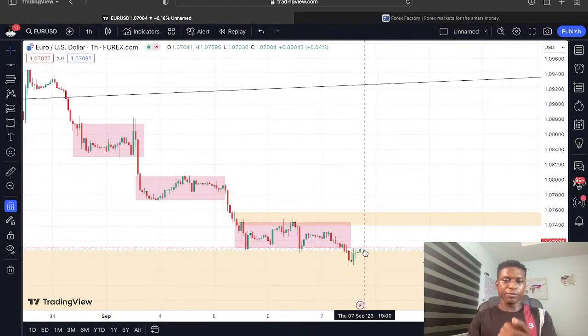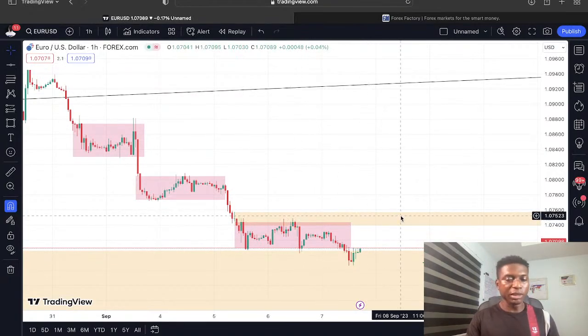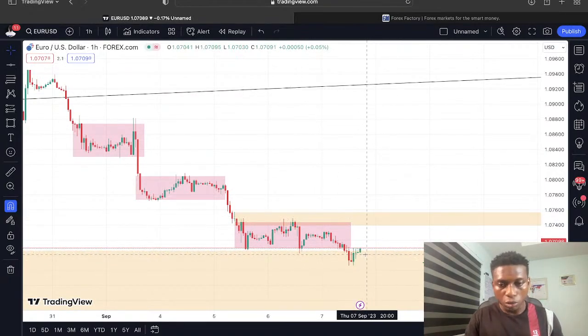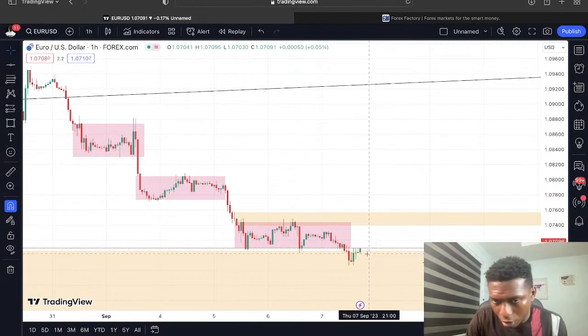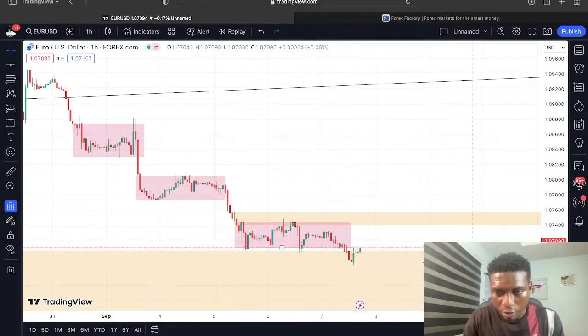So you can short from here, or you short if price goes up here. You can set a sell limit here, and of course you can also always set a sell stop below this current candle.